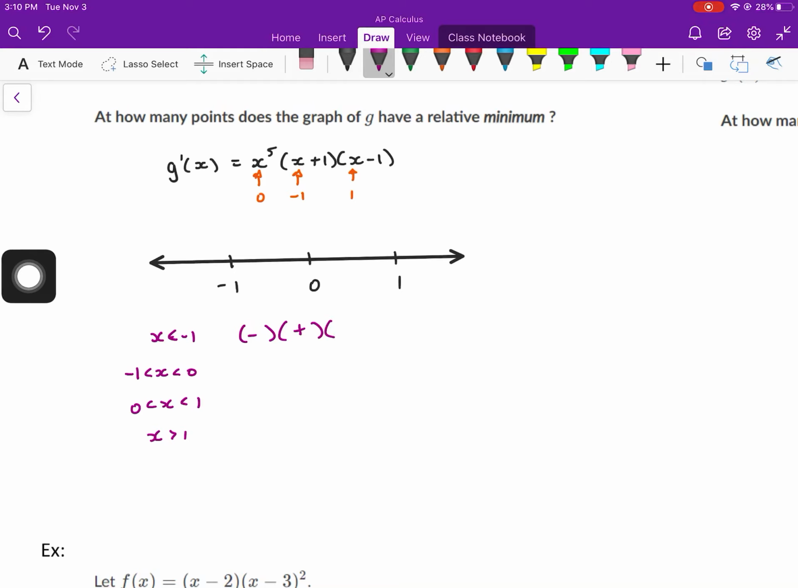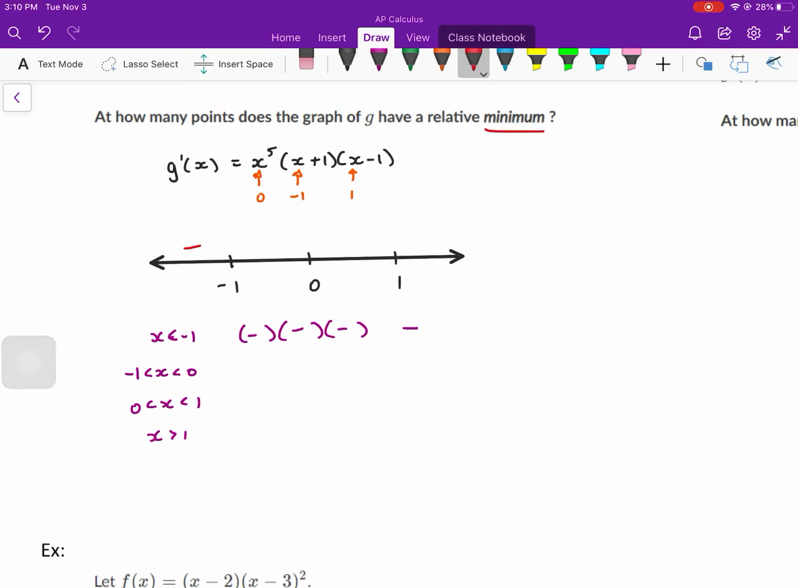Then between -1 and 0, like -0.5, plus 1 is going to be positive. Actually, I'm a little bit wrong here. So why don't we think of -2? -2 is to the left of this. -2 plus 1 is negative. You need to be careful what I'm doing here. -2 minus 1 is negative. So overall, that's going to be negative because a negative times a negative times a negative is negative.